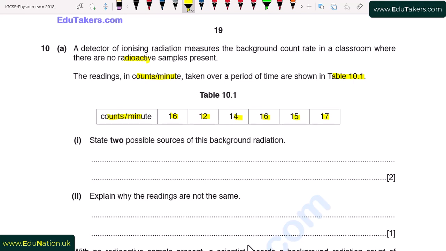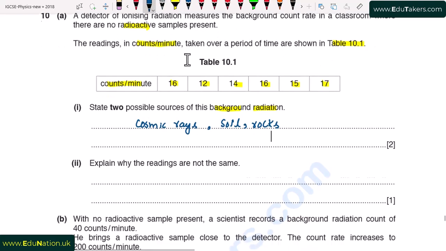Part 1. State two possible sources of this background radiation. So the sources of background radiation are cosmic rays, soil, rocks. So I write here cosmic rays, soil, rocks. All of these are the sources of background radiation.